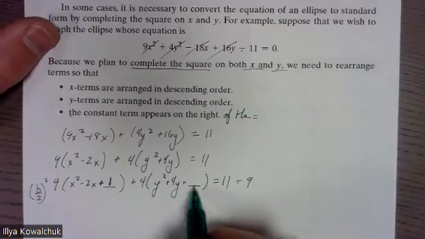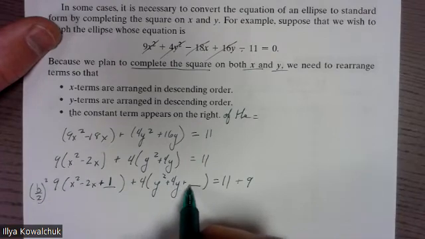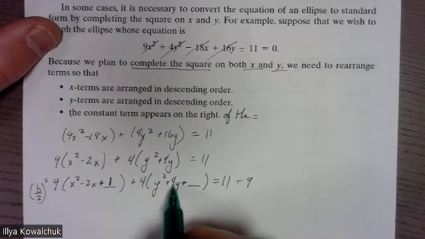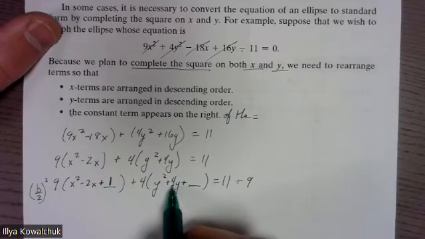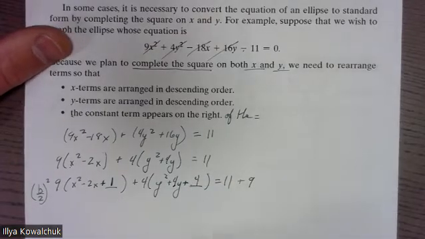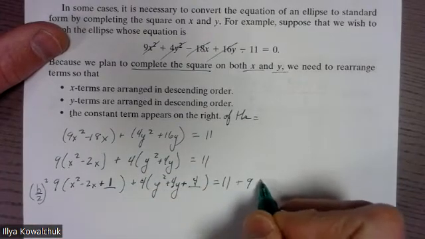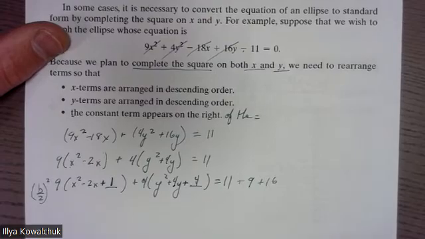Let's complete the square for the y's. y squared plus 4y plus something is going to make a perfect square trinomial. Take half of this number and square it. Half of 4 is 2. 2 squared is 4. We add 4 inside the parentheses. 4 times this 4 is going to be 16 that we're adding to the left side. So we have to add 16 to the right side.